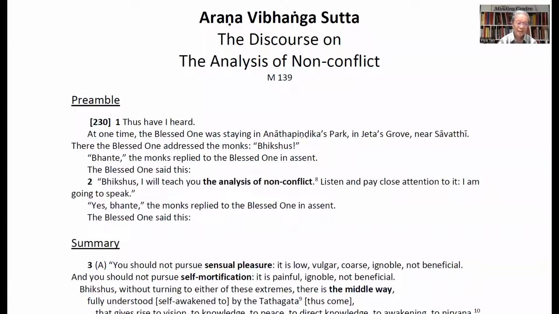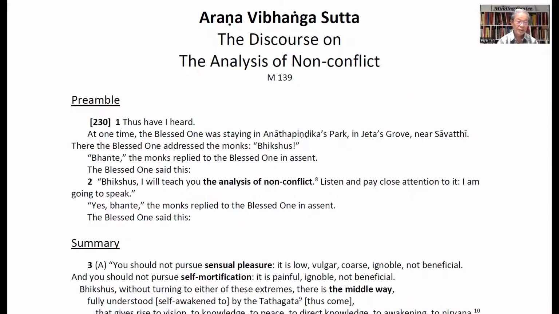Now this sutta, Arana Vibhanga Sutta, is special in the sense that it is one of the best structured suttas. That means it has an introduction, and then the syllabus, a set of theses, and then each idea is analyzed, and then after that there is a summary, a summation, and then a conclusion, and then something special. The Buddha mentioned this monk who is the foremost, who is very good in non-conflict. We'll find out who he is a little later when we come to the end.